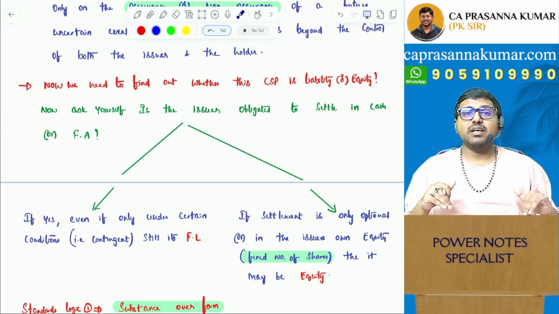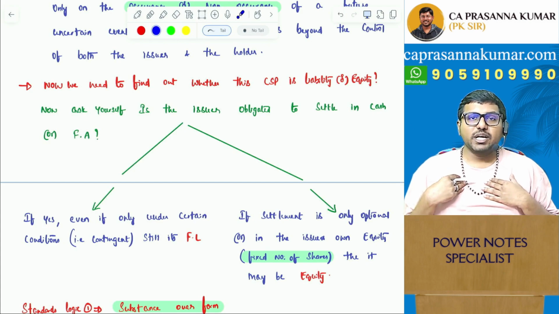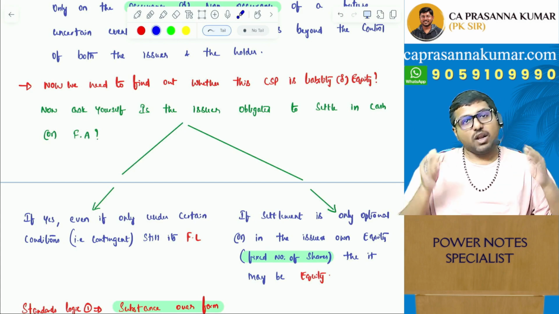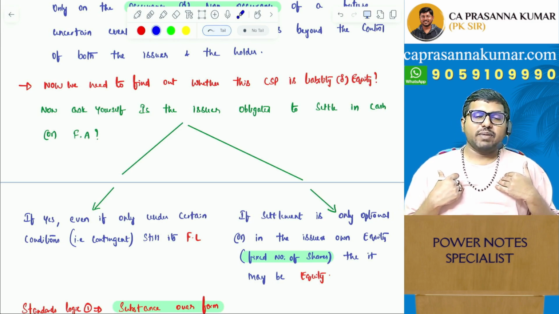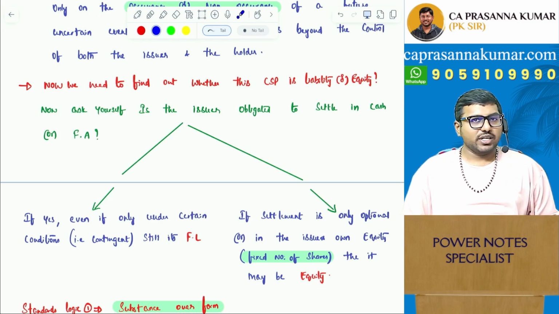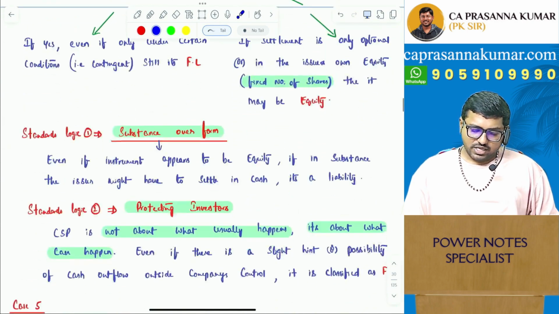In that case, this will be classified as equity because you don't have an obligation to pay cash, which means you can avoid paying cash because it is at your choice. The moment there is a chance of avoiding paying cash, then automatically it will be classified as equity. That's what we are trying to say. Clear? Right.